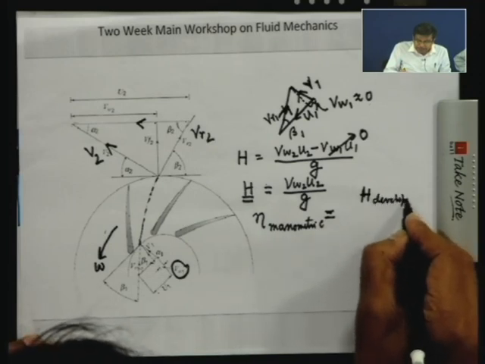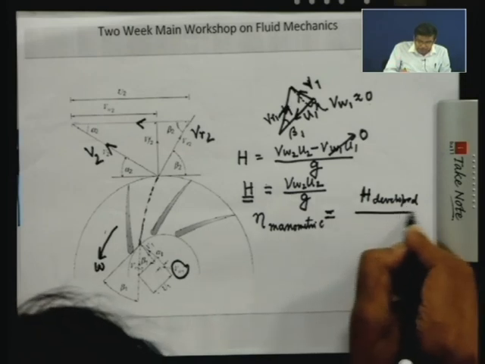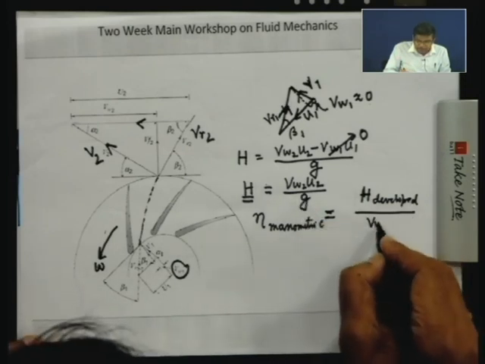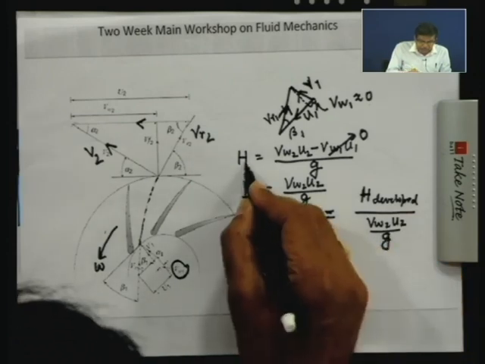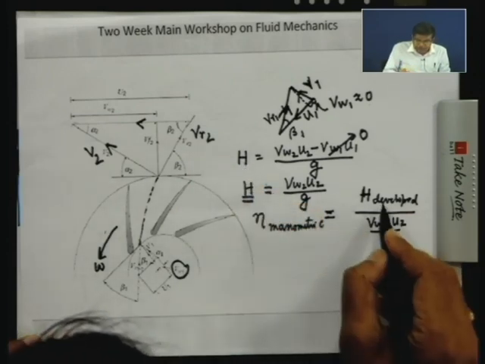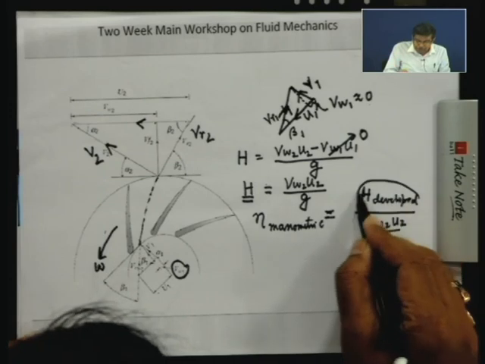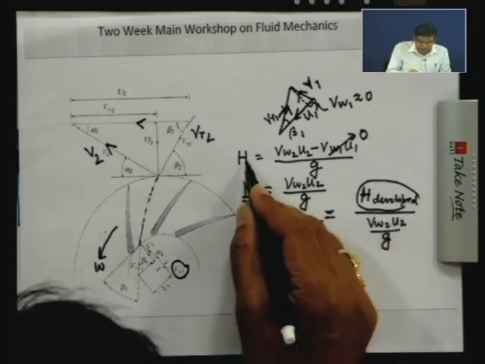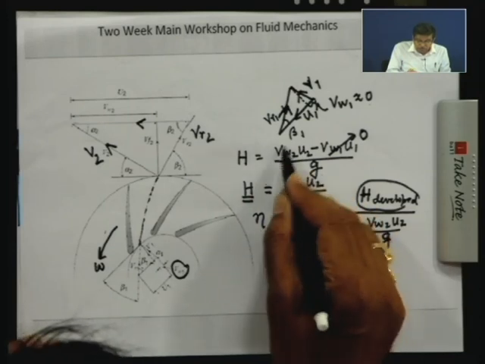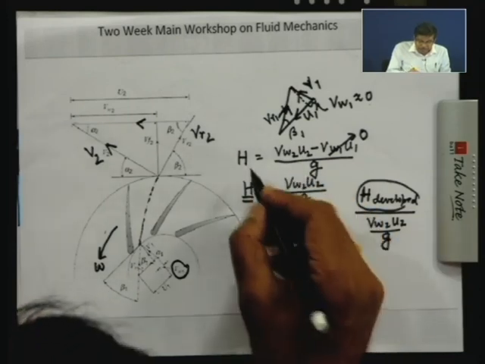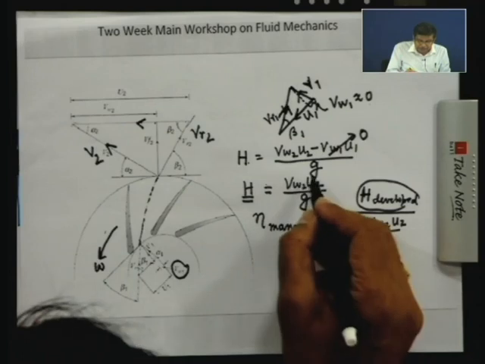So, now I write this head, the head developed, by this one: VW2 U2 by G. Now, this is the work head; this is the head developed by the fluid. Try to understand, again I am writing, this is the work head given to the fluid by the rotor. This is sometimes known as the work head given to the rotor.